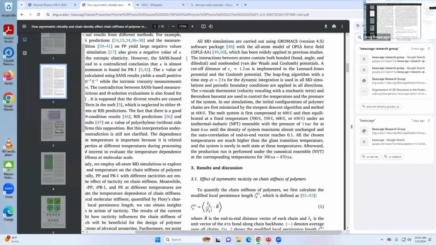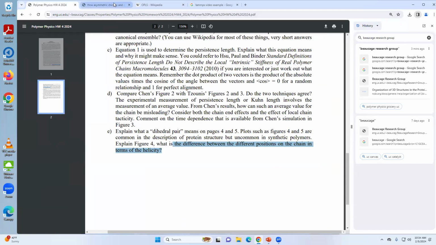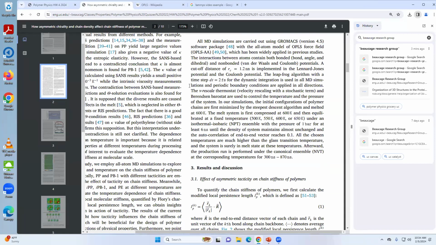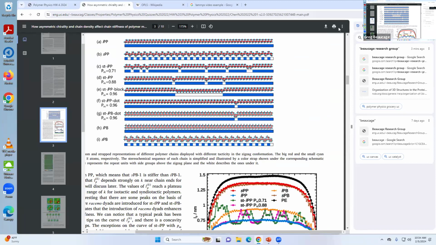So any other stuff on that? Professor, what does dot and block mean? Which question is it? In the graphs in figure 2, it is showing STIPP block and STIPP dot. Figure 2, let's see.